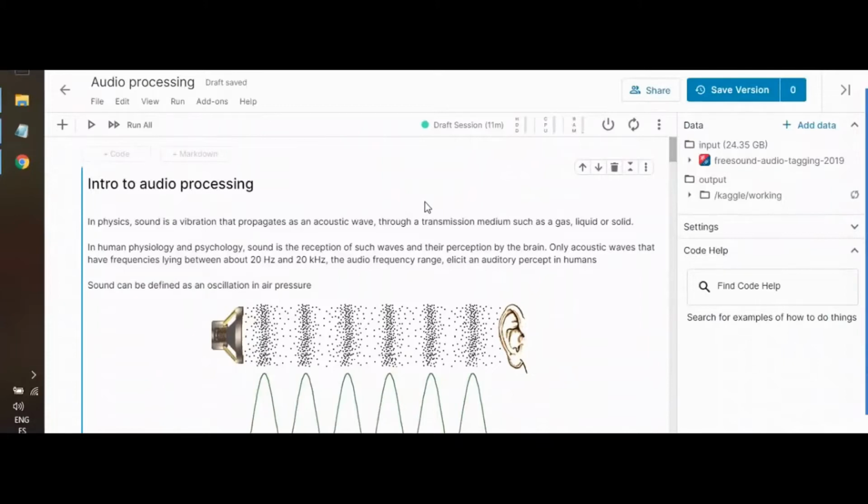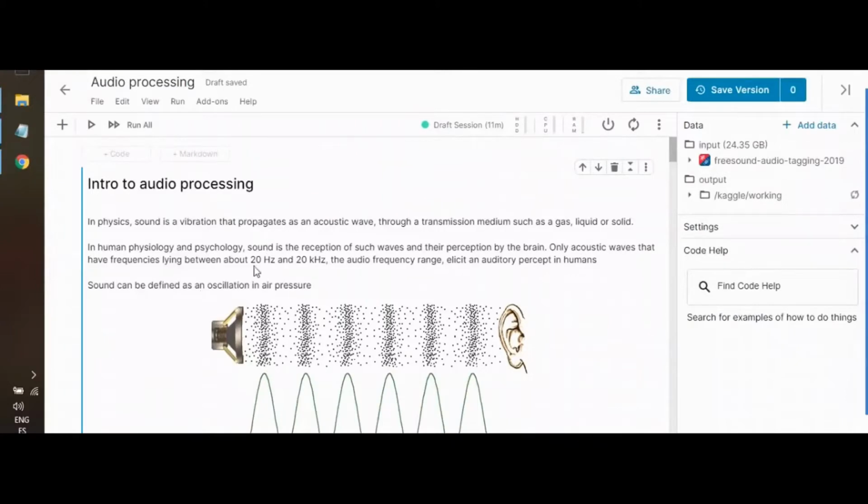One is a physical definition, where sound is defined as a vibration that propagates as an acoustic wave through a specific medium, which can be a gas like air, a liquid, or a solid. But if you want to do deep learning or any kind of machine learning application, for instance, to do sound tagging, you need to know that there is another definition for human perception of sound, which can be a little different from the physical definition.